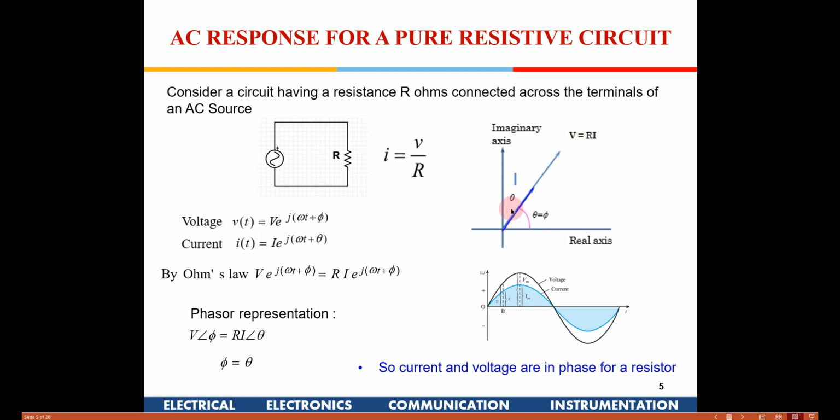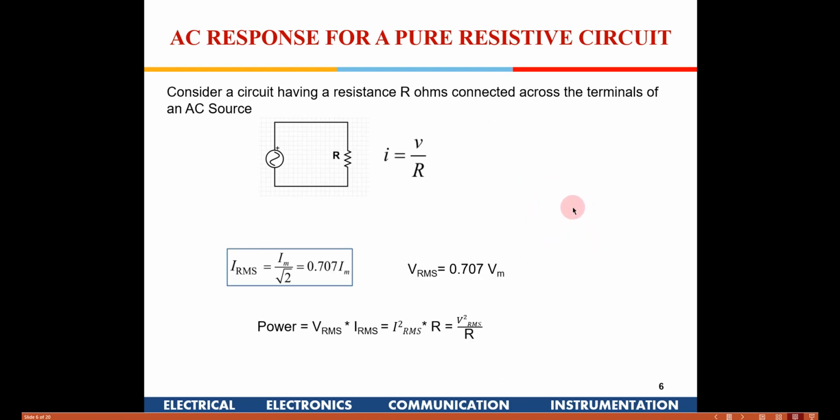So you will find V here, I here. The magnitudes will be different, given by Ohm's law, whereas the phase is going to be exactly the same. This is the phasor representation. Now, we also know IRMS is given by Im divided by root 2, and VRMS is also 1 by root 2 Vm, and then power, which we just discussed. The power will be given by VRMS into IRMS, I square RMS into R, and V square RMS by R.